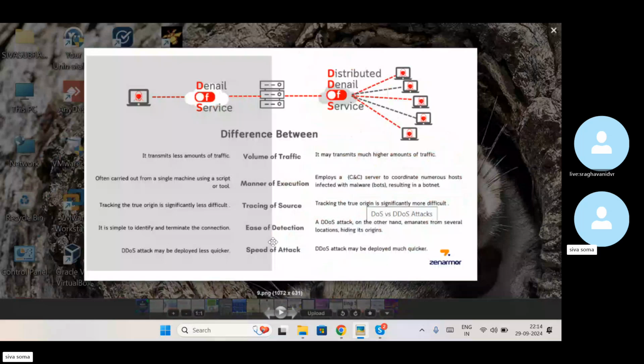The next point is tracking. In DoS it is less difficult and we can easily identify the source, but here it is not possible, it's more difficult to identify. The speed is also much quicker. These are the basic differences between DoS and distributed DoS, and we can give more examples. Now you're clear about DoS and DDoS? Then shall we move on to the next topic?